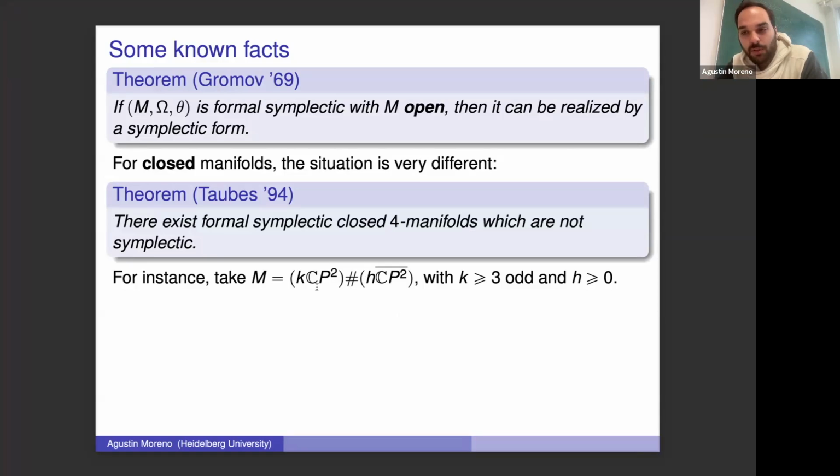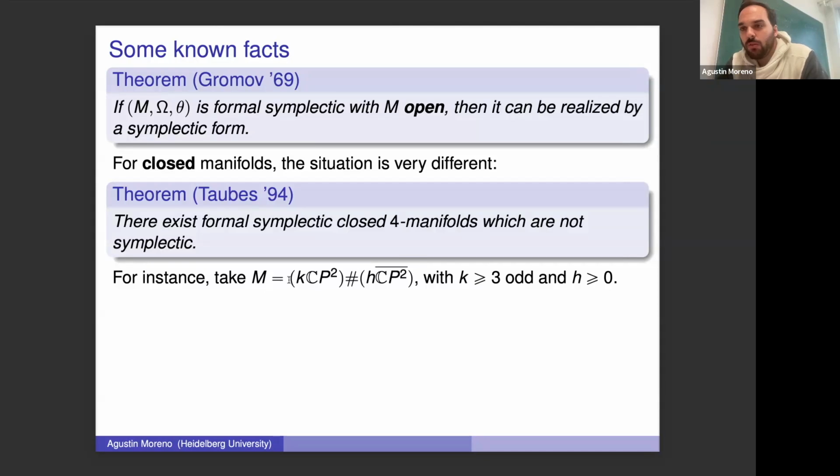So you take CP2, and you take the connected sum of CP2 with itself k times, and then you also allow blowing it up a bunch of times. And if k is at least 3 and odd, then this is an example of a formal symplectic closed four-manifold, which is not symplectic. Okay? So this is a concrete example to keep in mind.